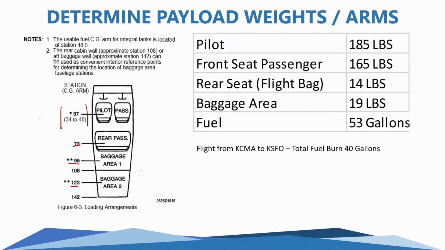The important thing you want to do here is always read the notes. You'll notice that the fuel is completely missing from this image, but if you read note 1, it says the usable fuel CG arm for the tanks is located at station 48. So all of our fuel that is going into the aircraft, regardless of whether it's right tank or left tank, will be at station 48, or 48 inches from the datum.